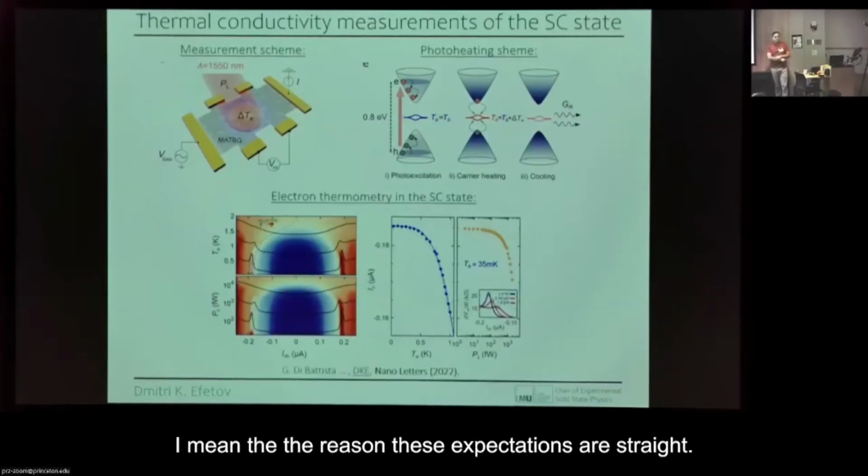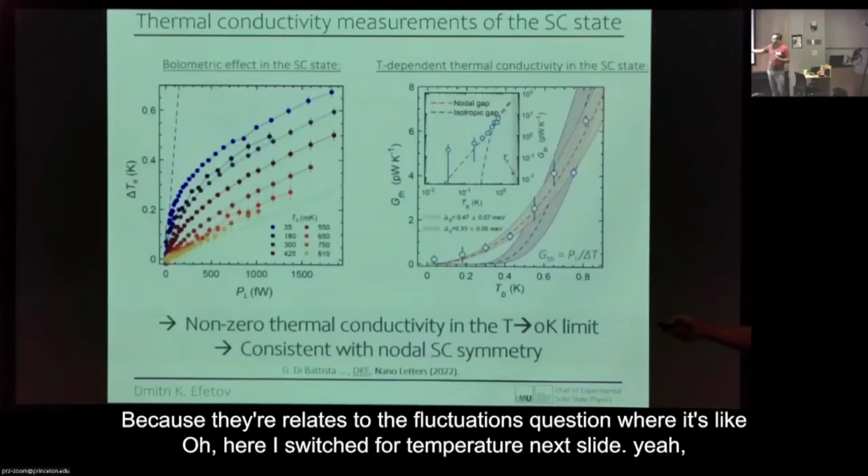Related to the fluctuations question, where is the critical temperature on your thermal conductivity? Here, critical temperature. Next slide. Yeah, the critical temperature, it's around here. This is probably it. I see. So that's why you don't expect superconducting fluctuations to multiply. Yeah.